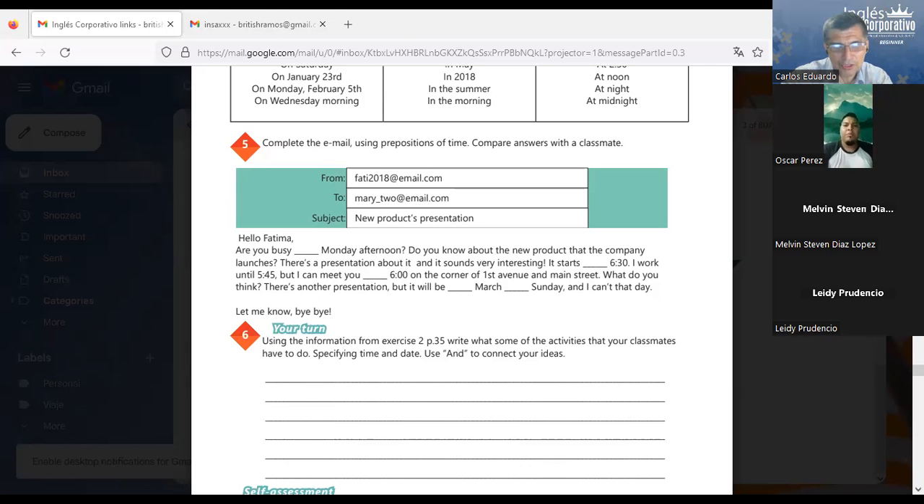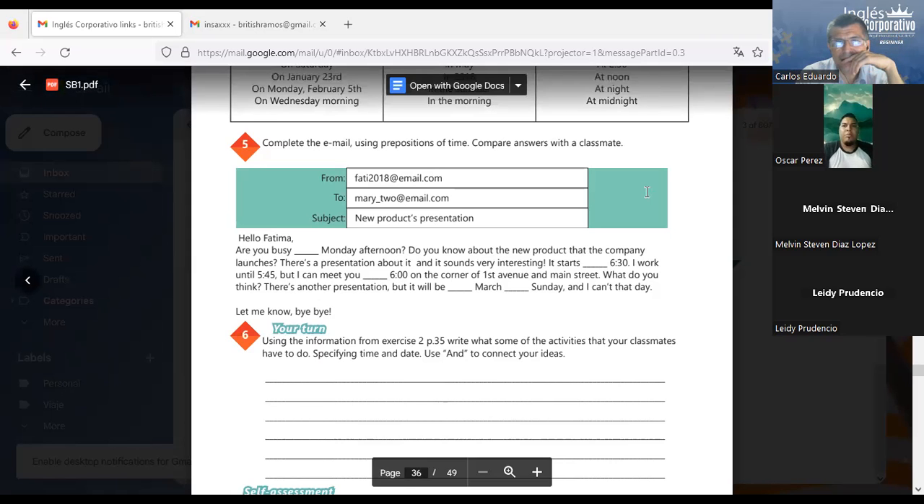Cuando hablan de números, 7.7. Ese es números, point. Y cuando es de internet, internet dot. Dot.